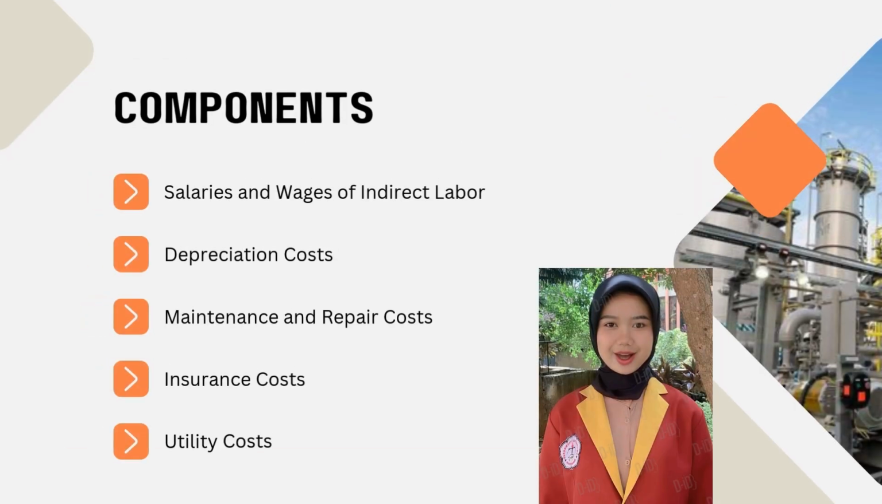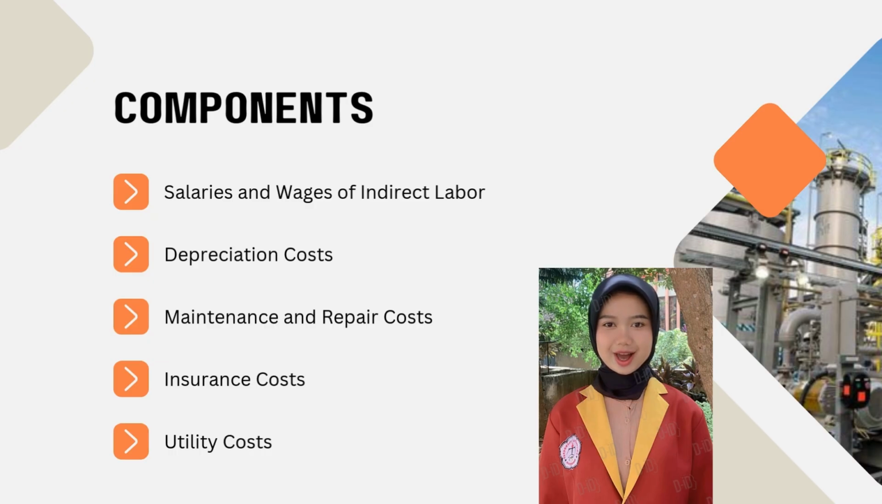Components of factory overhead costs. Some of the key components of factory overhead costs include 1. Salaries and wages of indirect labor. These are the wages paid to workers who are not directly involved in the production process, such as production supervisors, machine technicians, and administrative staff supporting factory operations.